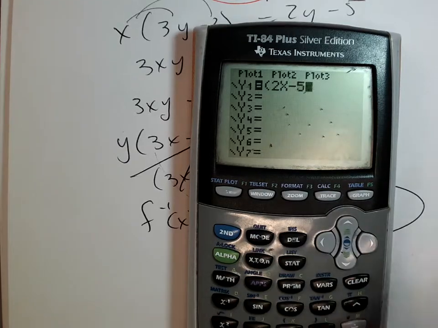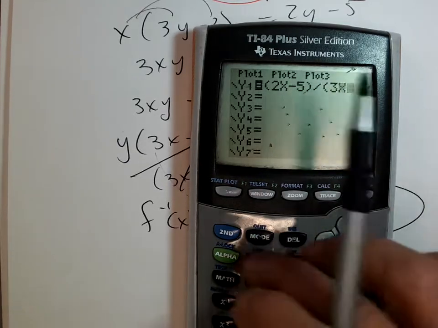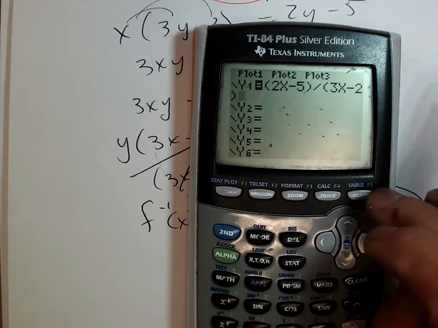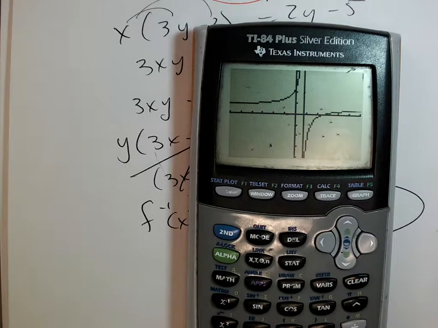2x minus 5 divided by 3x minus 2. Shut up. No. He just sang when he did that.